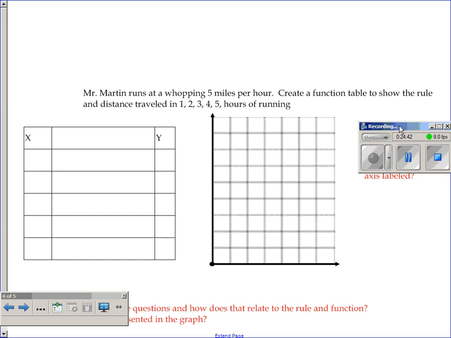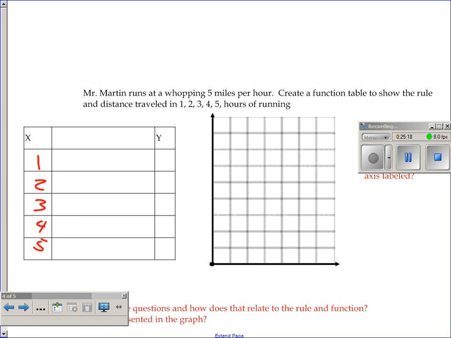Create a function table to show the rule and distance traveled for 1 hour, 2 hours, 3 hours, 4 hours, 5 hours. Okay? So I need to know what's the rule. Fill in your input values. Tell me what I get out, and we'll be graphing that in a little bit right over here. I'll give you a hint. Our input values are right here: 1, 2, 3, 4, 5.